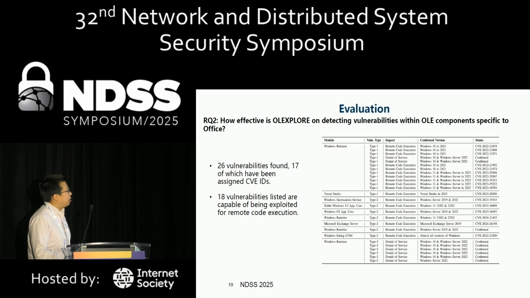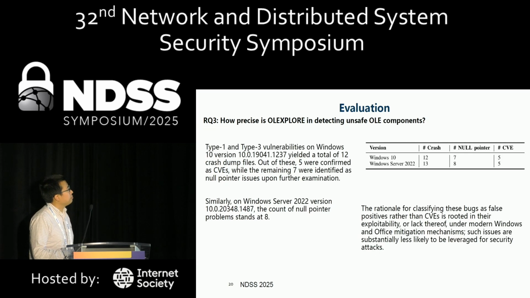And in their research question 2, they identified 26 vulnerabilities, and 17 of them have already been confirmed with previous CVE IDs, right? And also, 18 of the vulnerabilities they found are capable of being exploited for remote code execution.